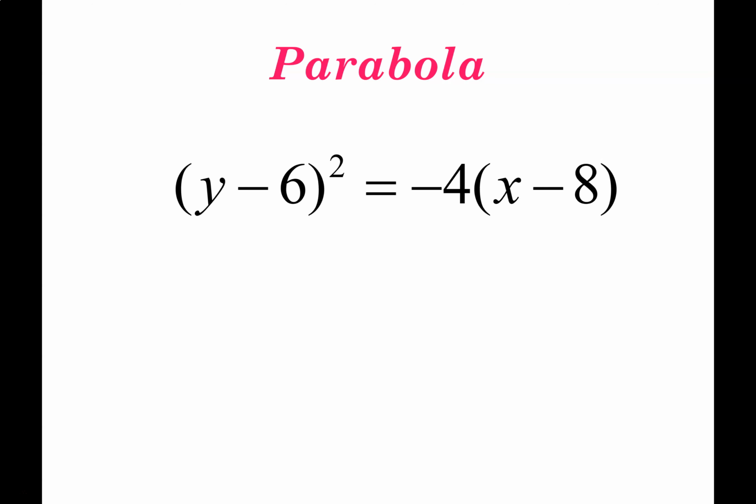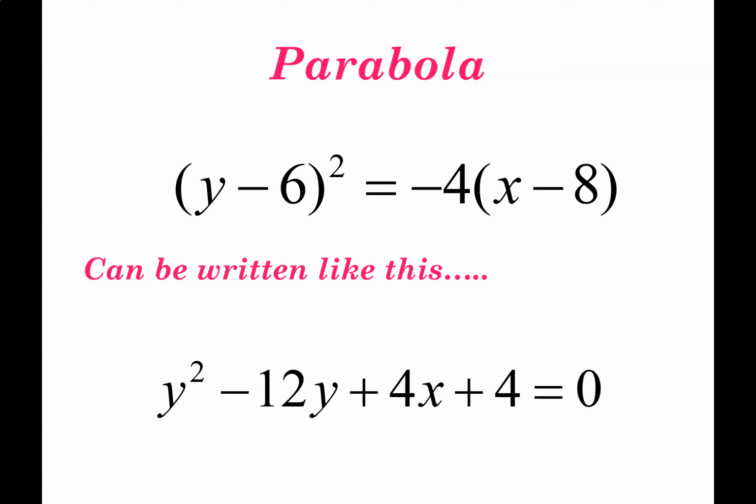All right, now for the parabola. I'm not going to expand this. So now you know where it would come from and how you would need to expand it. And that's what we would have as a result. We would end up with y squared minus 12y plus 4x plus 4.